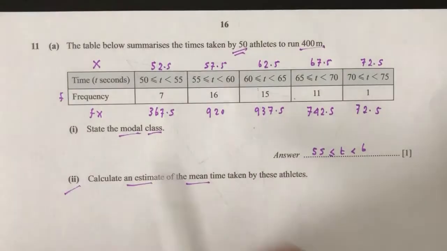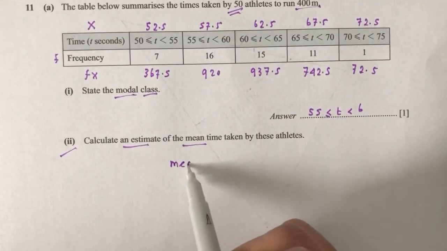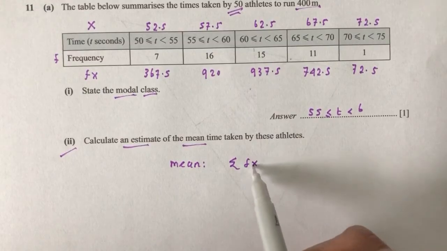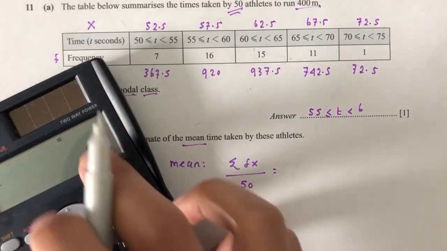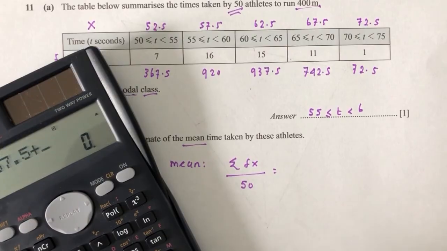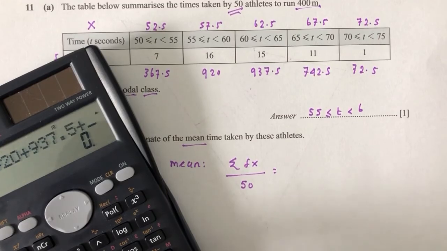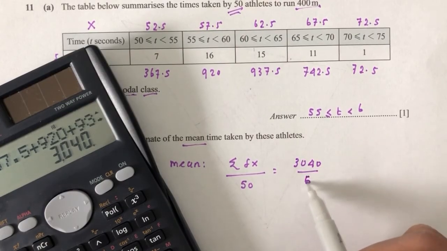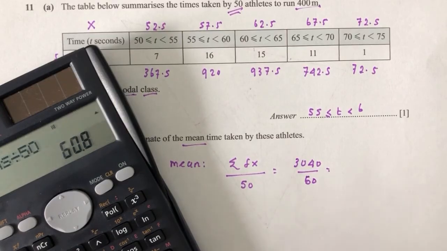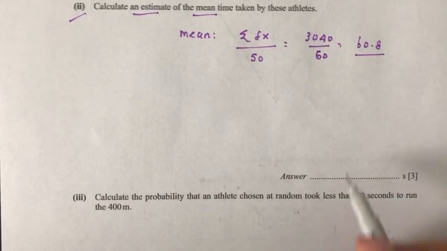Okay, so once we have Fx, we have to find the mean, which is equal to the sum of Fx divided by 50, which is the number of athletes. So let's find the sum of all these numbers. First one is 367.5 plus 920 plus 937.5 plus 742.5, and the last one 72.5. That will be 3040 divided by 50. So divide by 50, that will give you 60.8. So this will be the mean for part 2.